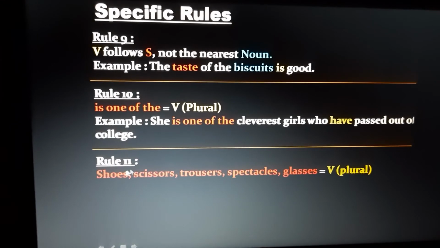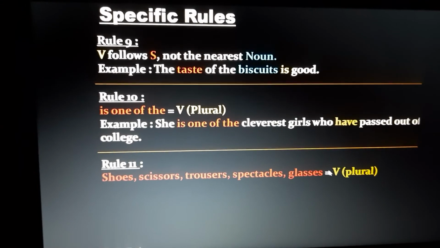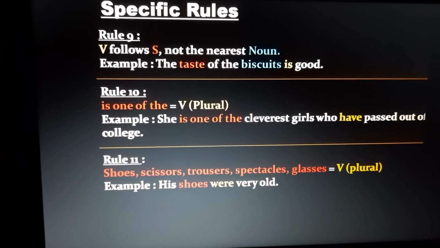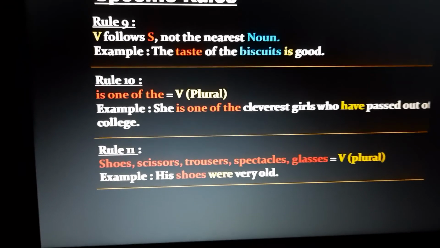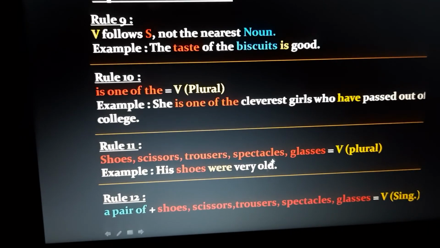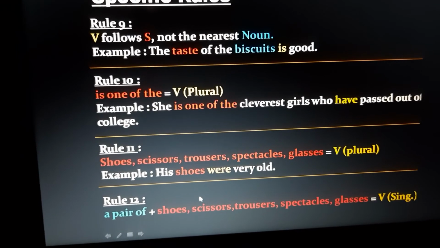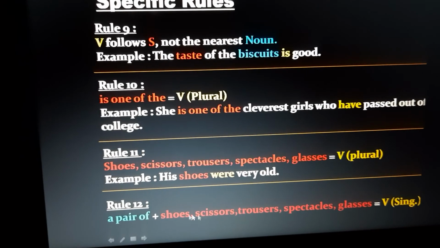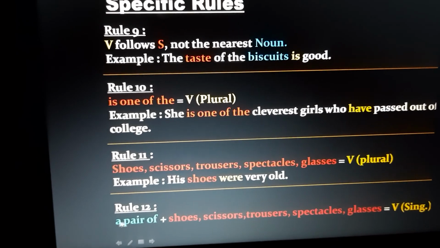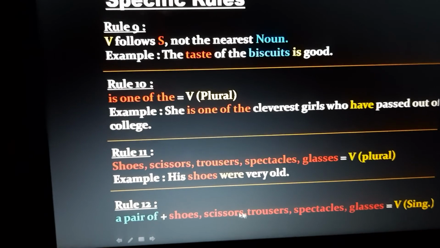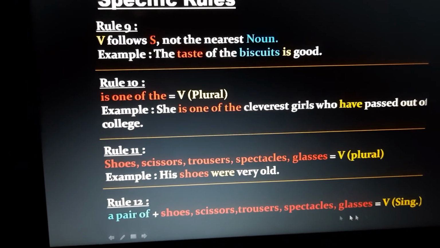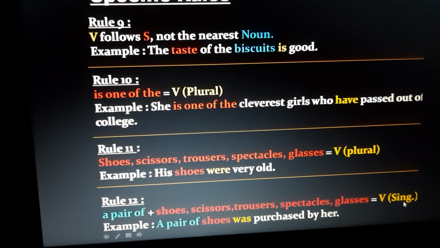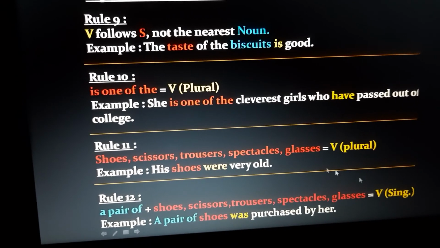Whenever you see words like shoes, scissors, trousers, spectacles, glasses, the verb is always plural. For example, his shoes were very old. Rule number 12, this is the last rule. Whenever we have the same set of words, shoes, scissors, trousers, spectacles, glasses, etc., but we have the phrase "a pair of" before these words, the verb is singular. Example, a pair of shoes was purchased by her.